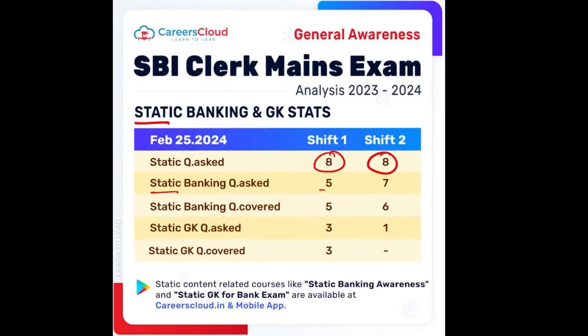Static banking questions asked were 5 and 7. Static banking questions that were covered by us were 5 and 6 respectively. Just a question short for the second shift, but we'll make sure to cover that next time. Static GK questions asked were 3 and 1 respectively, and static GK questions for the first shift were all covered, but for the second shift a question was left, but I will make sure to cover that question also next time, so that there is nothing left when you are attempting your exam.